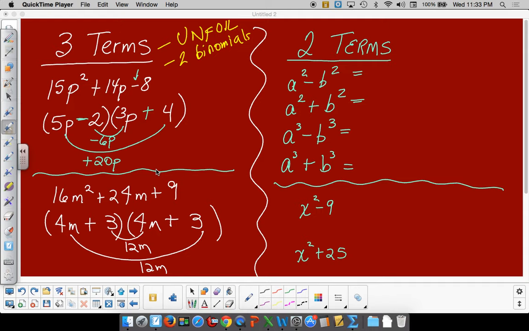We're back, ready to go with two-term expressions. Okay, two terms, if they're squares, they're easy. If you remember the two terms with cubes, that's the ones that we struggle to keep straight. So we'll see what we know here.